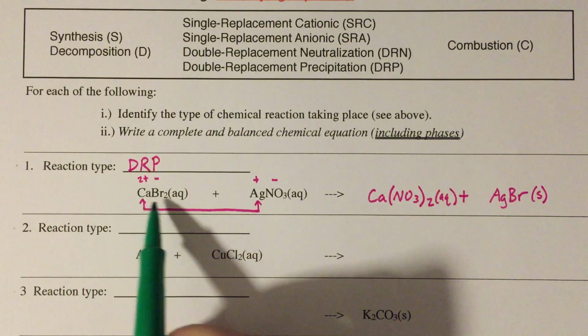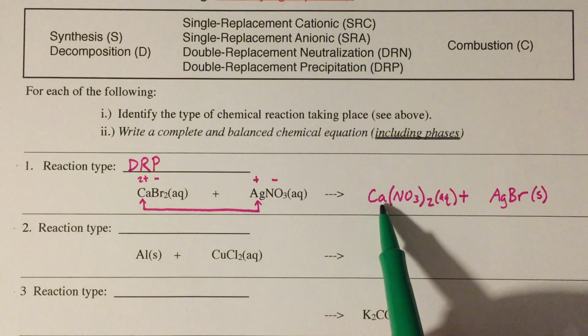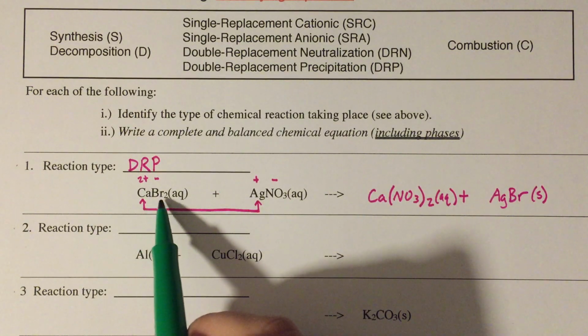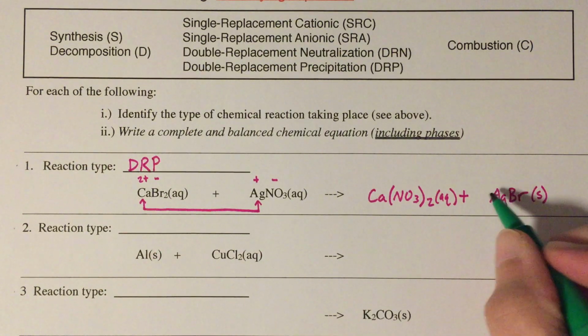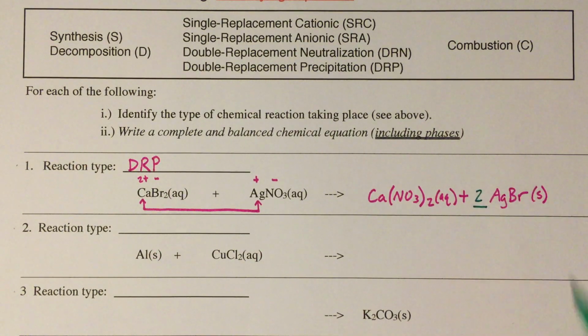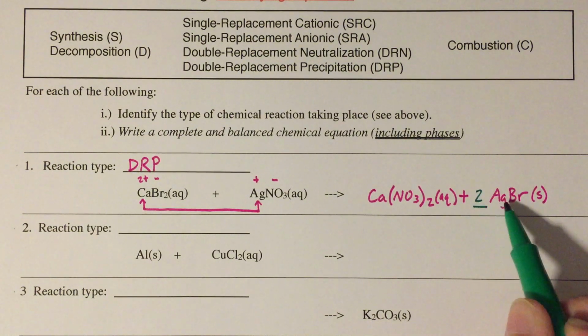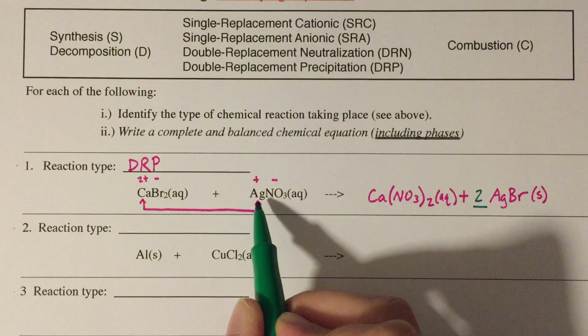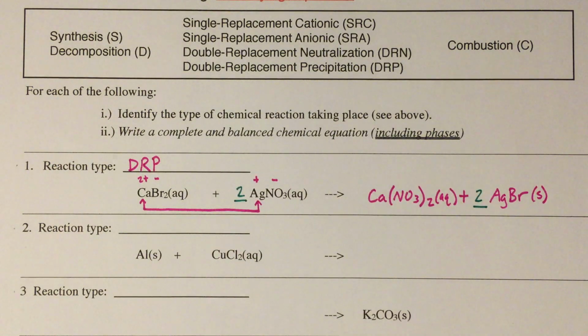So I'm going to start with calciums. So I have 1 calcium on this side, 1 calcium on this side. Bromides, I have 2 here, and I only have 1 Br over here. So I'm going to put a 2 in front of AgBr. So once I put that 2, I'm going to follow it. So now I have 2 Ags. So over here I only have 1, so we need to fix that by putting a 2 there.